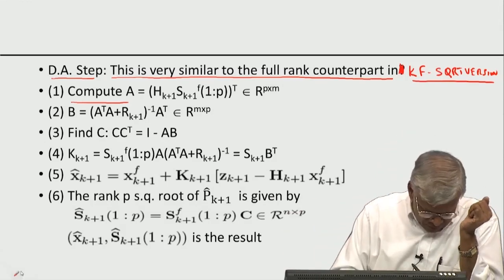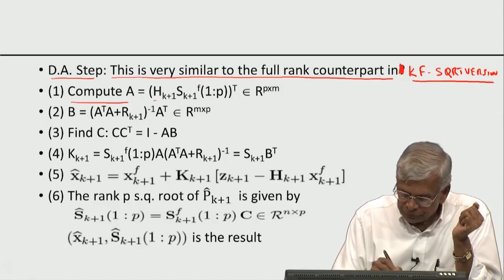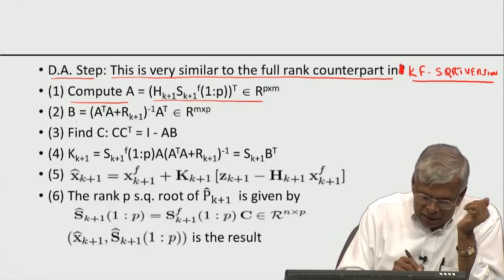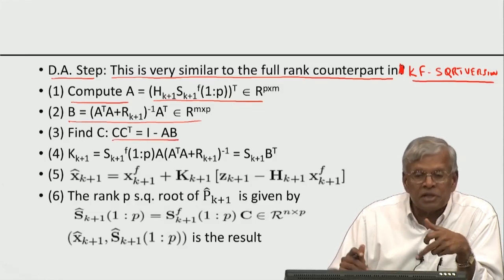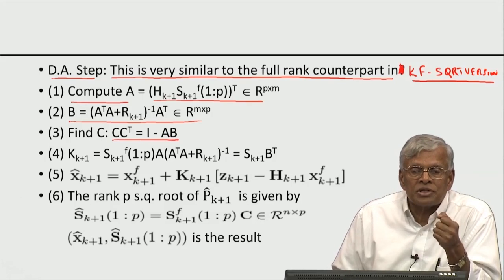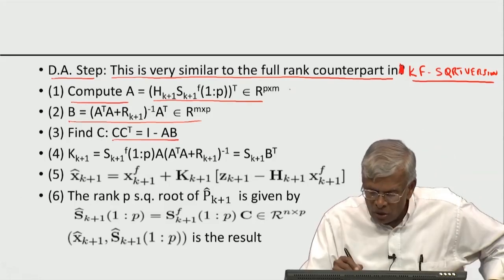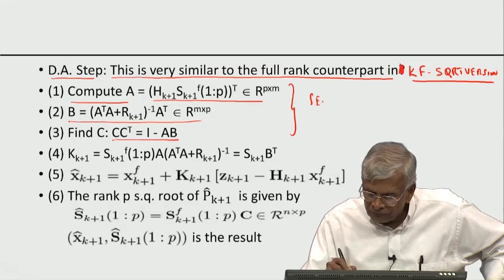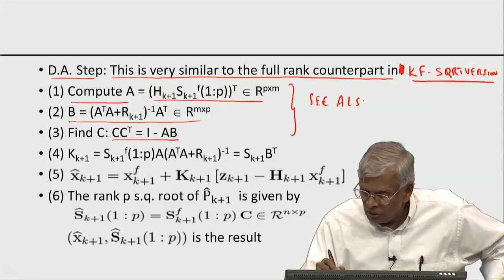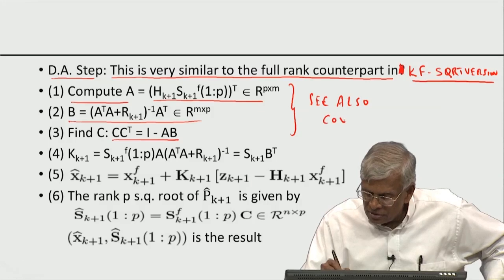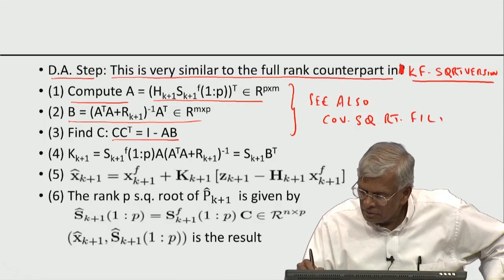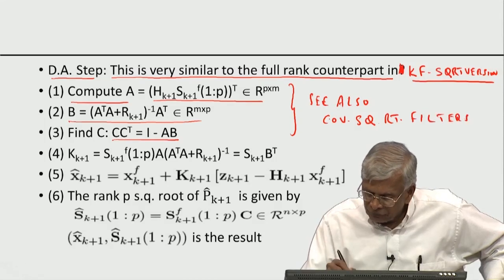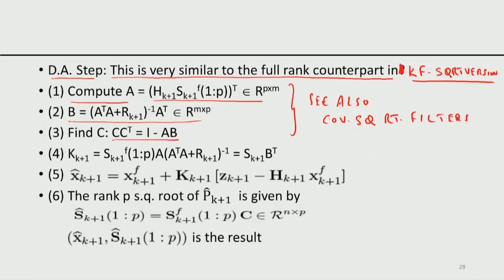So you can compute this matrix, then you compute B, you compute C. We have already seen these calculations in the context of Potter's implementation of the square root covariance filter. So C also arises in the covariance square root filters. We do exactly the same kind of computations.